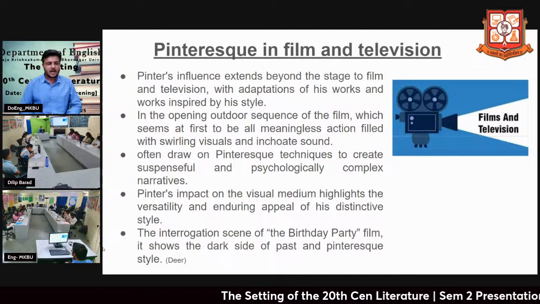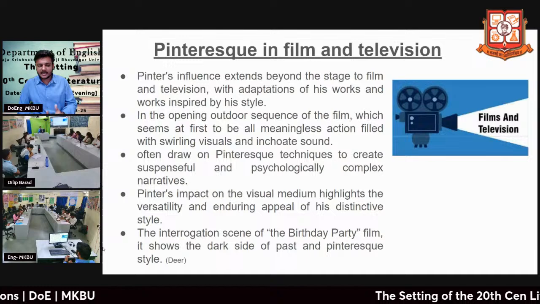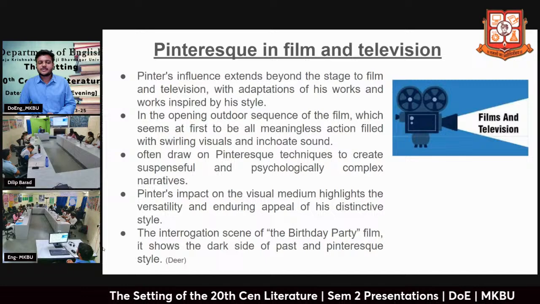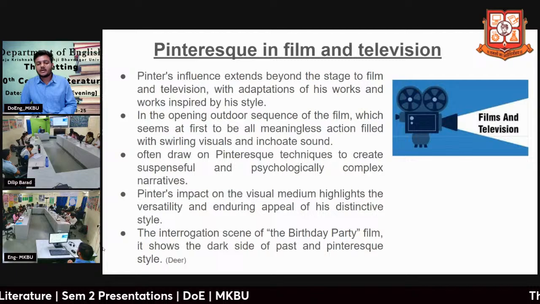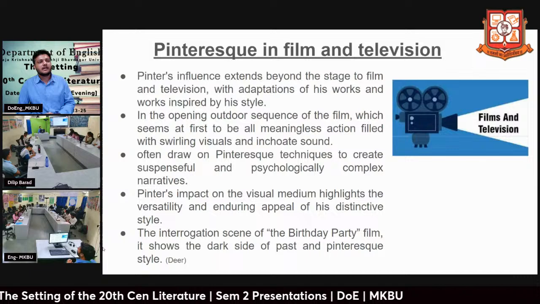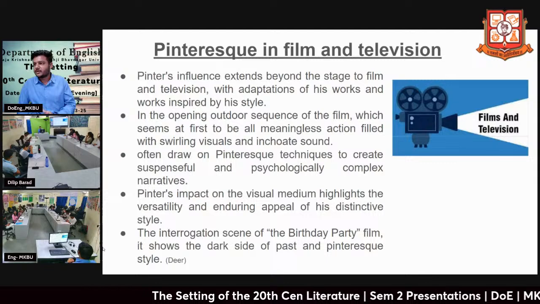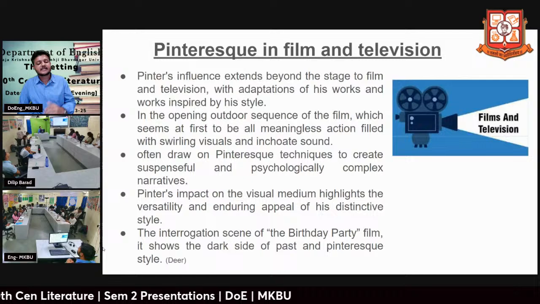Pinteresque in film and television. Pinteresque influence extends beyond the stage to film and television, with adaptations of his work inspired by his style. In the opening outdoor sequence of the film, which seems at first to be all meaningless action, filled with swelling visuals and incoherent sound. As we take the example of The Birthday Party film, in the starting we see the first scene as an absurd scene, a chair scene, and very disturbing sound. The introduction scene of The Birthday Party film also shows the dark side of past events and the Pinteresque style.